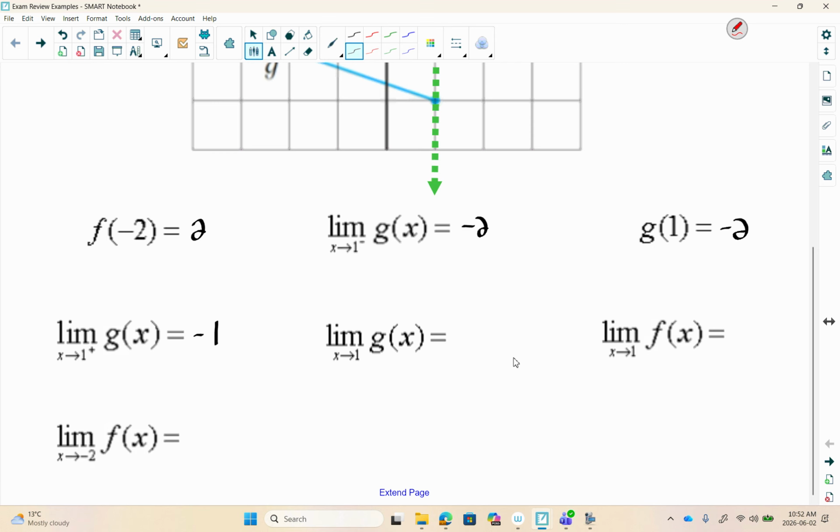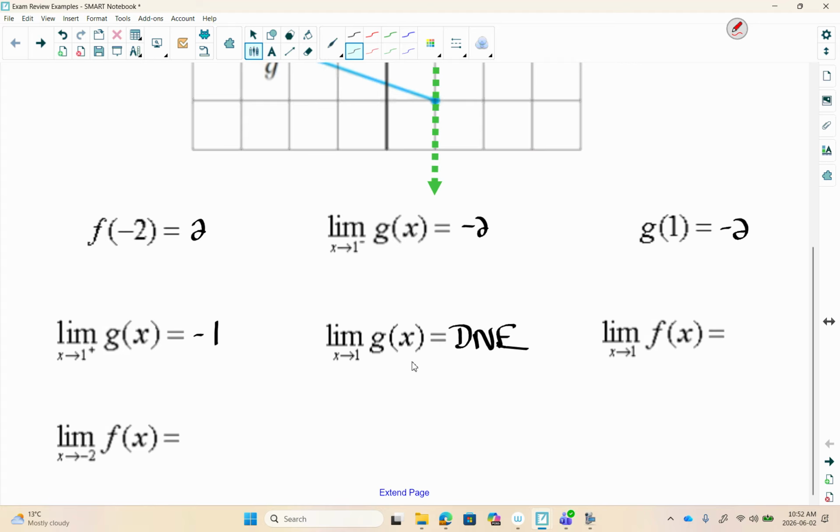How do I answer this? It doesn't tell me I'm approaching from the left or right, so I check from both sides. I've already done the left-hand limit and the right-hand limit. So what would I say here? The left-hand limit's -2 and the right-hand limit's -1. What does that mean? Doesn't exist.